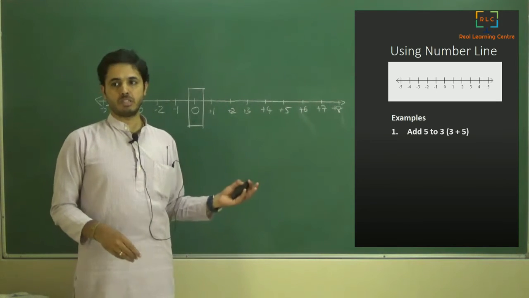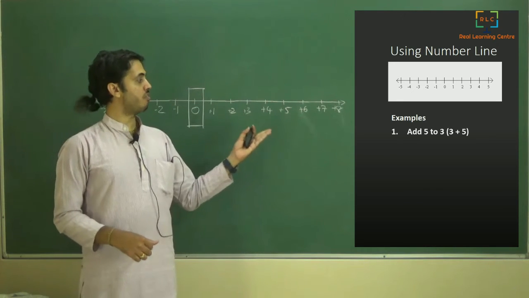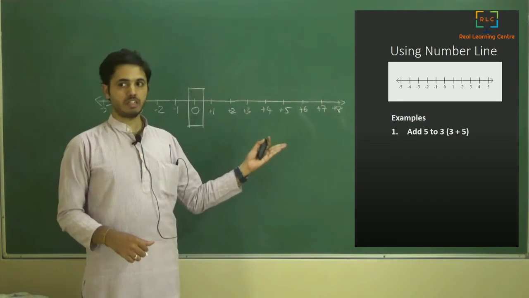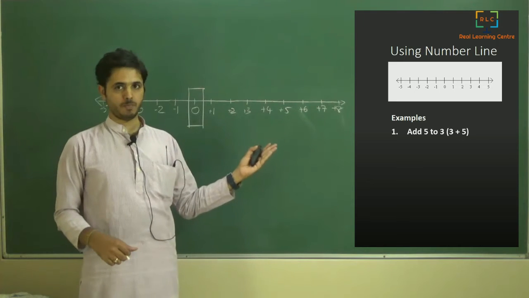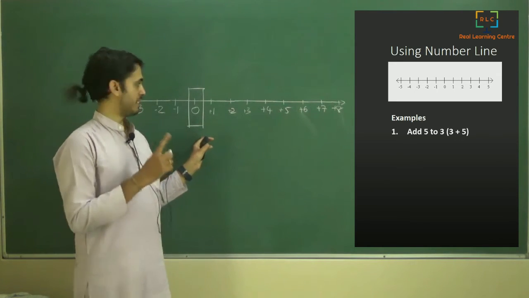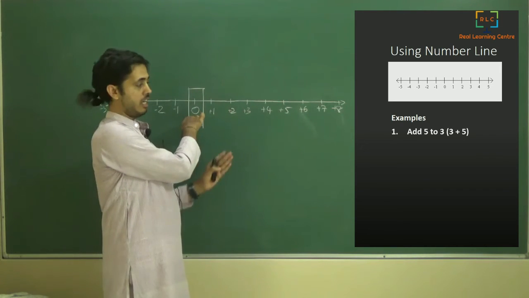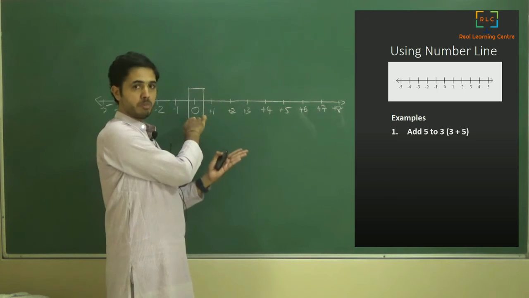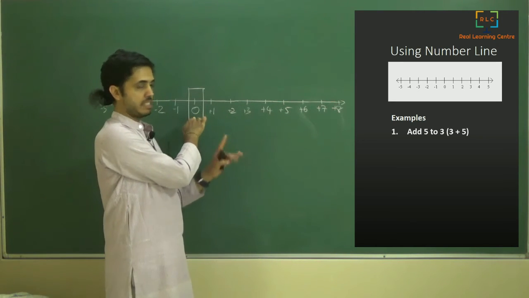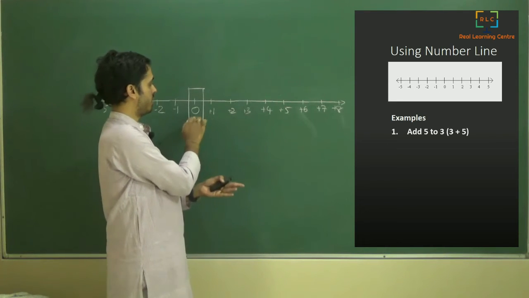Let's start with some examples. First example, add 5 to 3. In other words, 3 plus 5. First, start from 0. First number is 3. So locate 3. Since I have mentioned 3, what do you mean by 3? 3 means plus 3. So plus 3 means you have to go towards your right. 1, 2, 3.